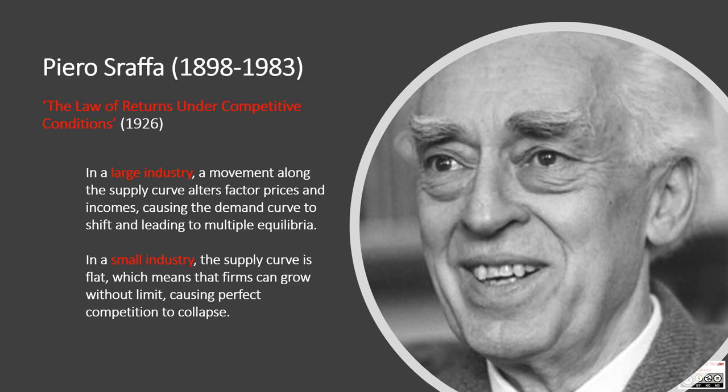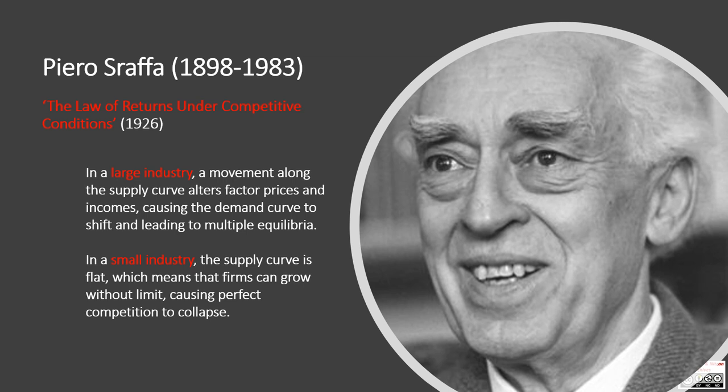Sraffa loved to tackle the neoclassicists on their own terms. In an article he wrote in 1926, he said, "Let's take a big industry and consider what happens when producers increase their output and therefore go up on their short-run supply curve. To do so, they will need to buy more variable inputs, such as labor and raw materials. And because the industry is assumed to be large, the increased demand for those inputs will cause their prices to increase. This increase will redistribute income in favor of the owners of those inputs.